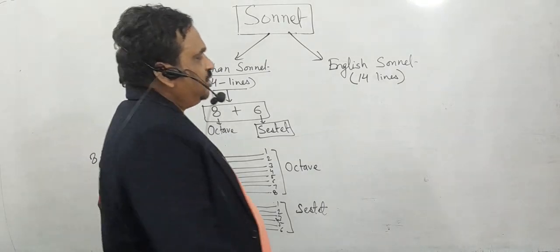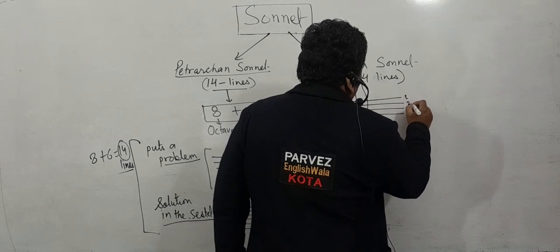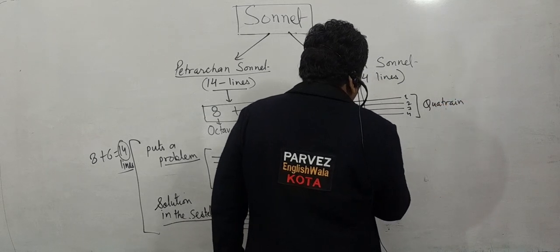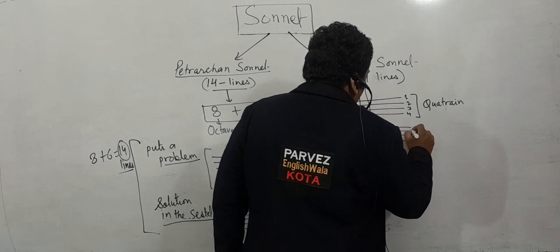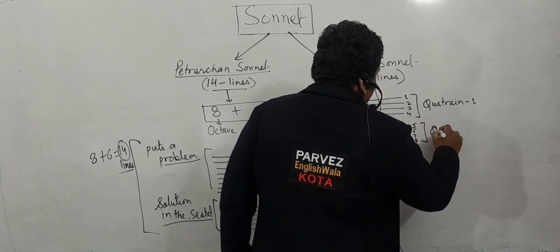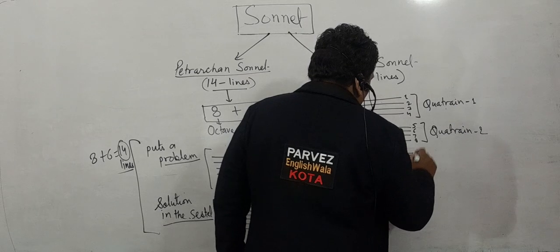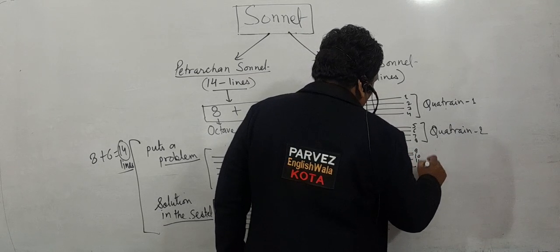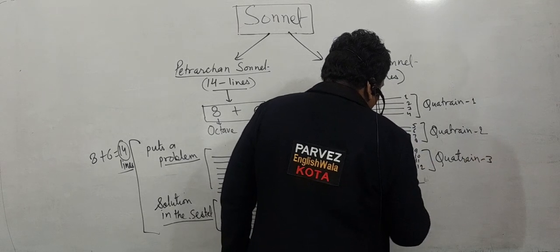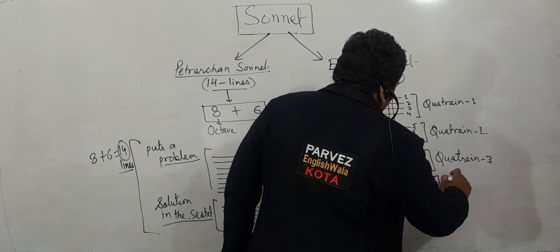On the contrary, in Shakespearean sonnet, we have 3 sets of 4 lines: 1, 2, 3, 4. So one set of 4 lines is called a quatrain. We may have another quatrain of 4 lines, so you may say 5, 6, 7, 8. This is quatrain number 1, and this is quatrain number 2, and there may be the third one as well. So we may have 9, 10, 11, and 12. So this is quatrain number 3 in Shakespearean sonnet, and there is certainly a concluding couplet. Line number 13 and 14, that is a concluding couplet.